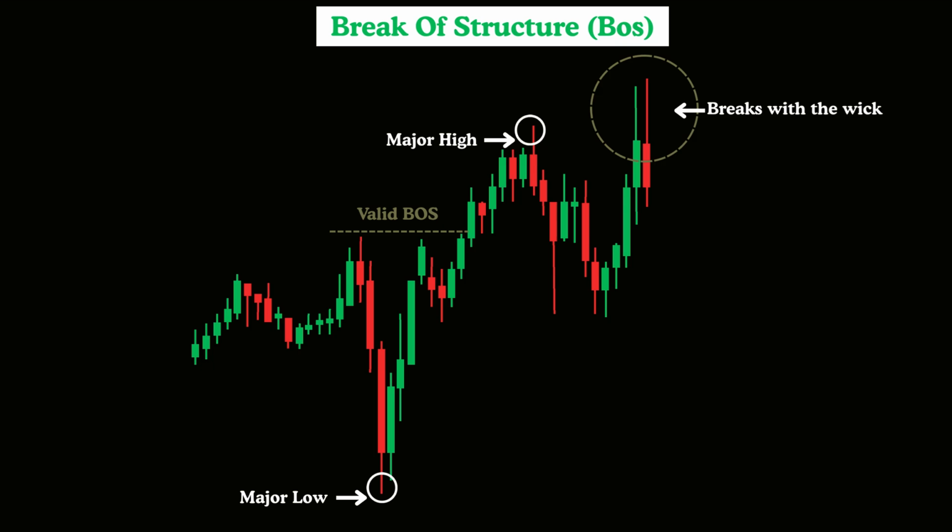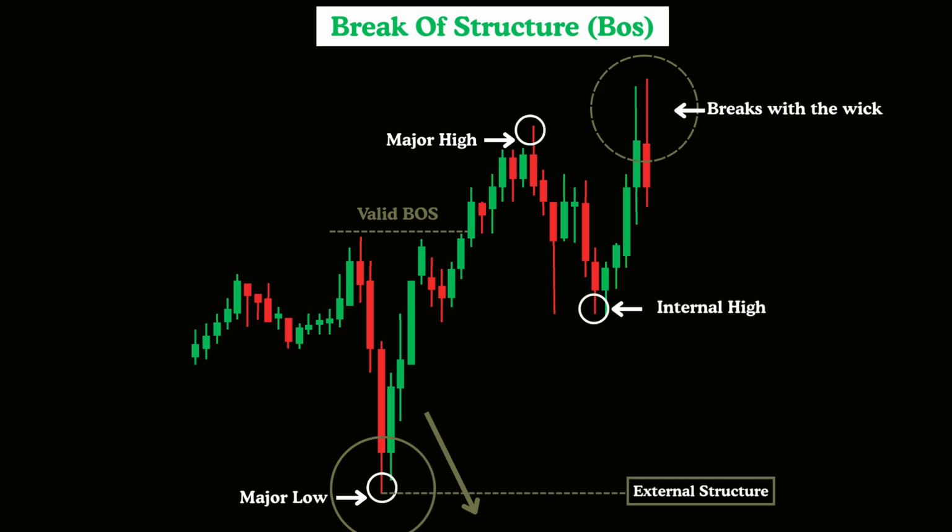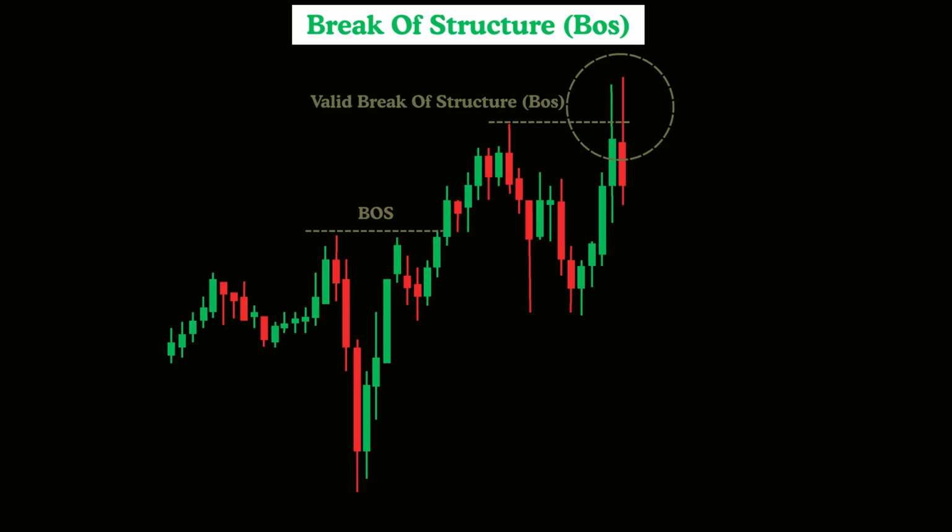Now, consider a different situation. Price breaks the high with a wick, and the first candle closes below the high's range. But then, the next candle's wick exceeds the first candle's wick. In this case, it's acceptable to treat this as a valid bullish BOS. We now have a new major high and major low, forming the updated external structure.